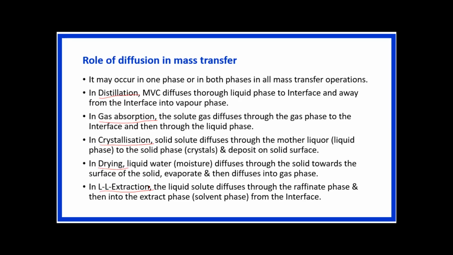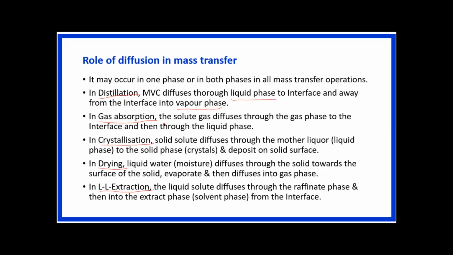So in the distillation case, the more volatile component, that is the low boiling point component, diffuses through the liquid phase to the interface. Interface means where the liquid as well as the vapor phase are present. From the interface, again this MVC is going to diffuse into the vapor phase. So MVC is diffusing through the liquid phase as well as through the vapor phase. So in distillation, both phase mass transfer operations occur with the help of this diffusion phenomenon.